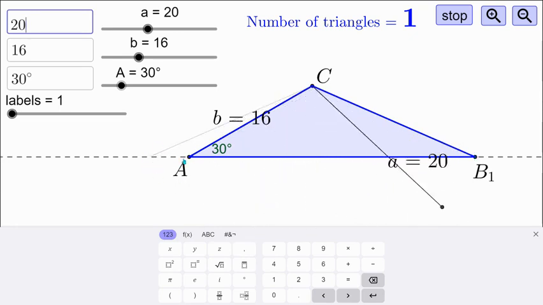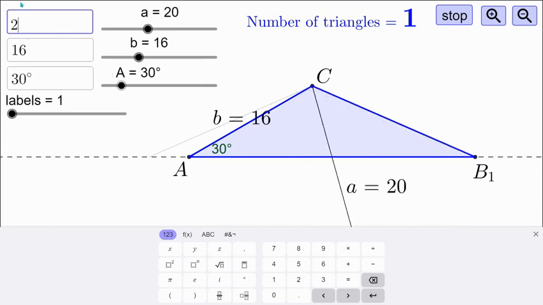Now, someone asked a question: can't we extend B backwards? And the answer is no, because we said that angle A is 30 degrees. In theory, you could make another triangle, but that would make this interior angle 150. So in this case, we only have one triangle formed, as you can see.